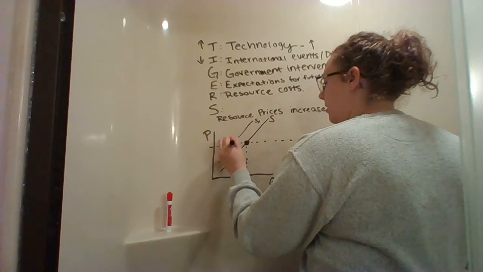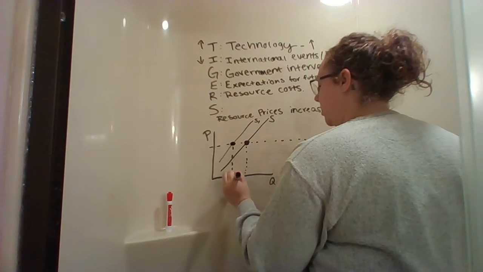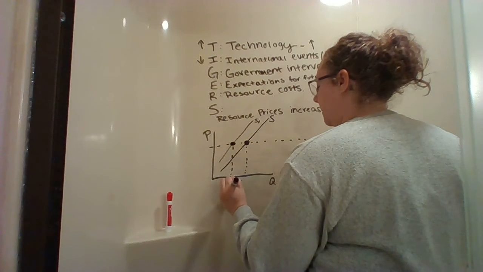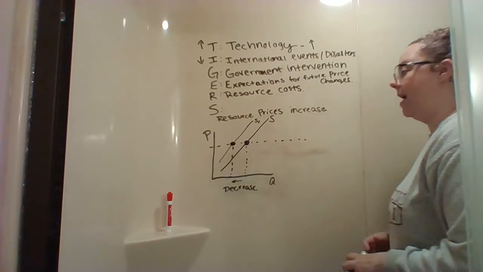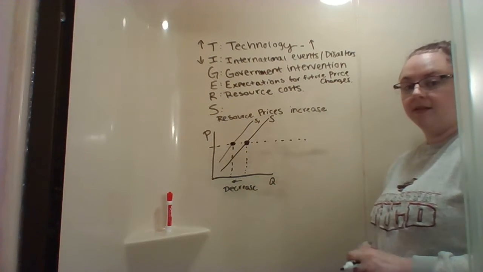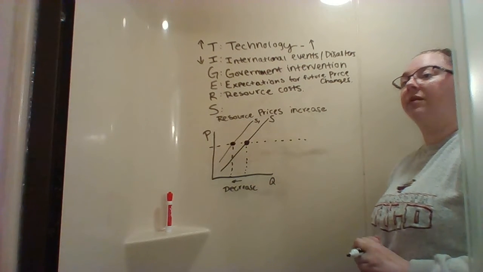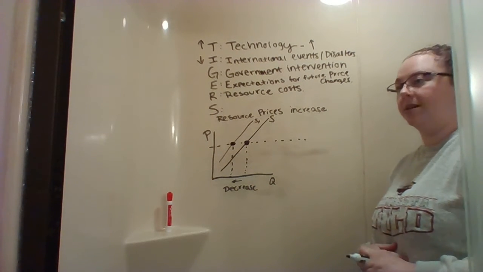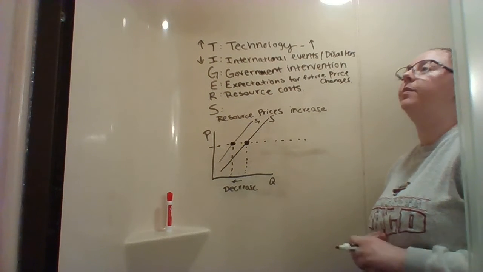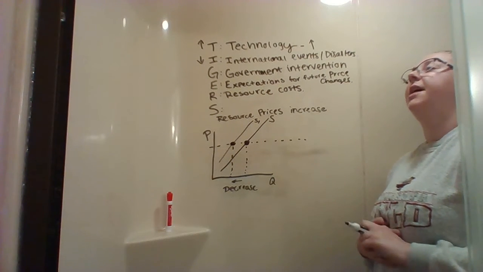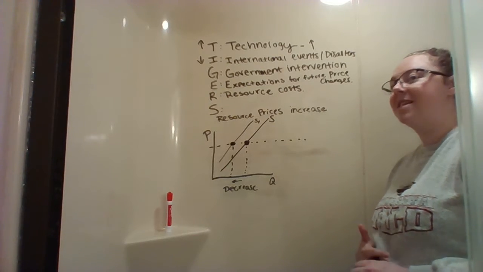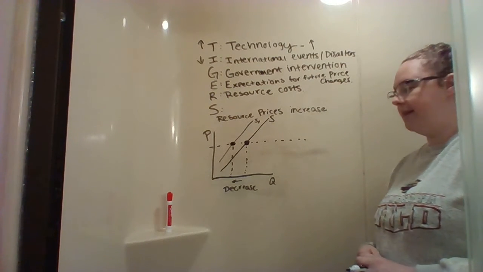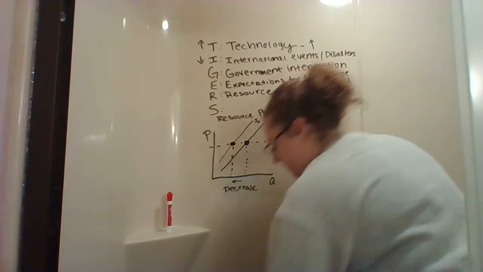So that shows a decrease in the amount of items we're able to make with the resource. Again, the pencil example. If the price of rubber was to increase, we wouldn't be able to make as many pencils, and the supply would decrease, shift to the left, because we aren't able to make as many.